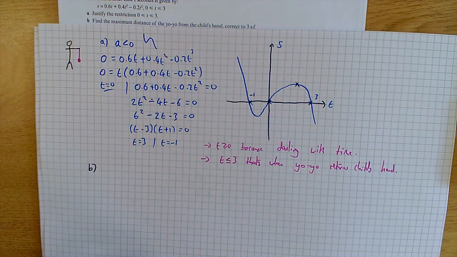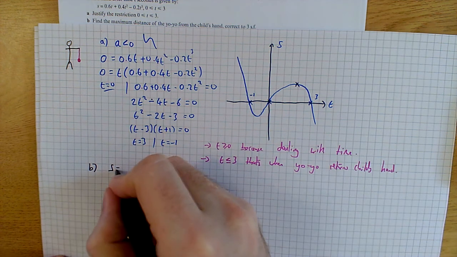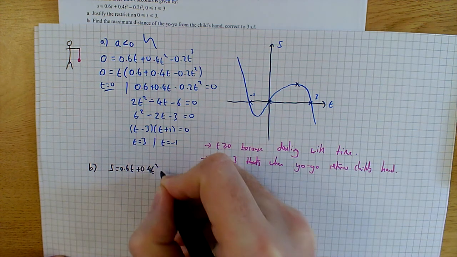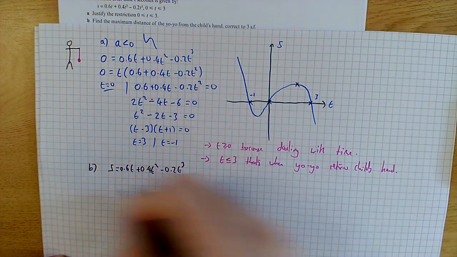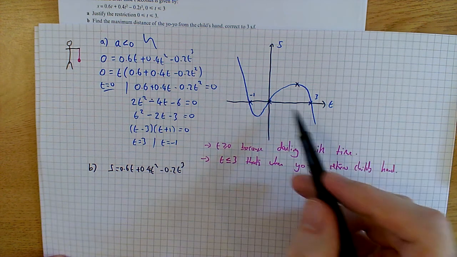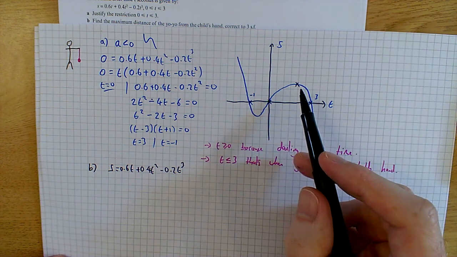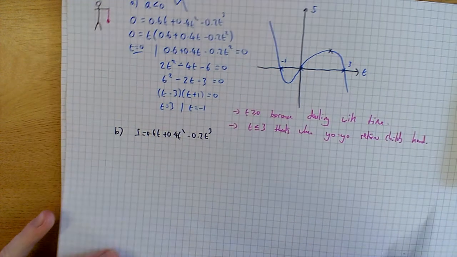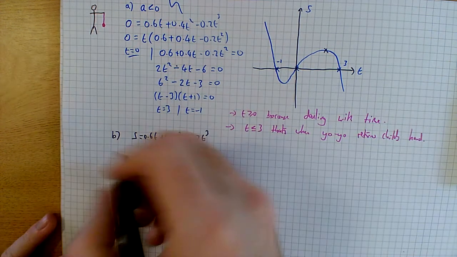And hopefully we remember our differentiation work, and we know that to find a maximum value, all we have to do is differentiate. So we take our function s equals 0.6t plus 0.4t squared minus 0.2t cubed, and because I want to find the maximum value, I'm going to differentiate it and put it equal to 0. That will tell me the values of t for when it's a maximum or a minimum.